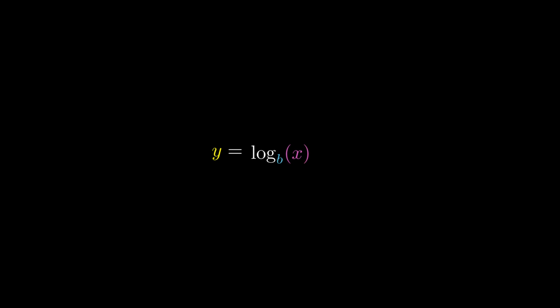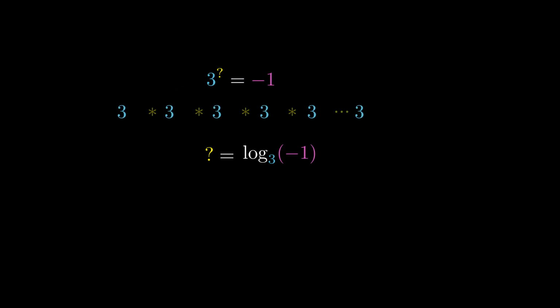Let's think about other numbers we might try to put in. We know we can't plug in 0. Let's try negative numbers, and let's just use 3 as the base to make it easier to follow. To figure out log, it's easier to think of the exponent equivalent. How many times do we need to multiply 3 to get to a negative? Forget the 3. Can we ever multiply a positive number over and over to get a negative? No, that's not going to happen. So we can't have a negative here either.